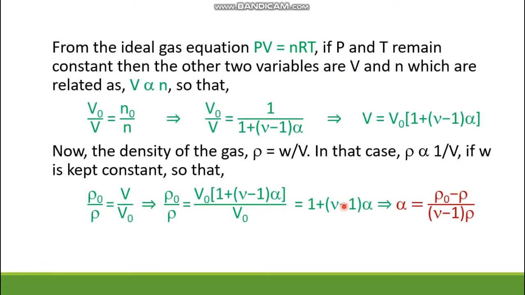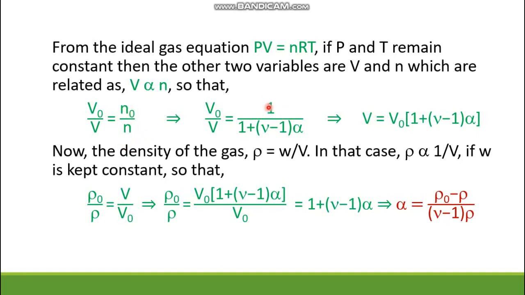Now we have the ideal gas equation, PV equals nRT. Here P is constant, T is constant, R is constant. So what are the variables? Only V and n are the variables, and they are directly proportional to each other. That means V is proportional to n, so V by n is constant. So V0 by V may be written as n0 by n, as V1 by V2 equals n1 by n2. So V0 by V is equal to n0 by n. Now we don't know the value of n0 and n.